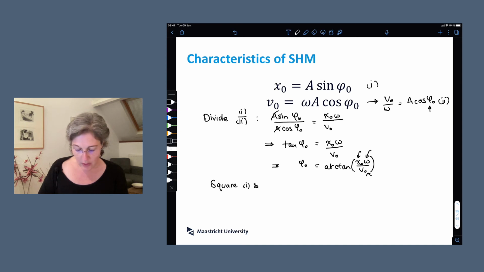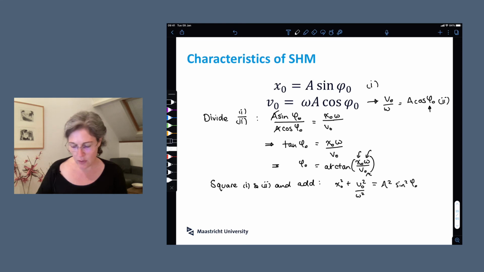square 1 and 2 and add. So if I square both of those, then I'm going to get, on the left hand side, x naught squared plus v naught squared over omega squared, and on the right hand side I'm going to have A squared sine squared phi naught plus A squared cos squared phi naught. And then I can take out a common A squared on the right hand side, so that in brackets I have sine squared of phi naught plus cos squared of phi naught.